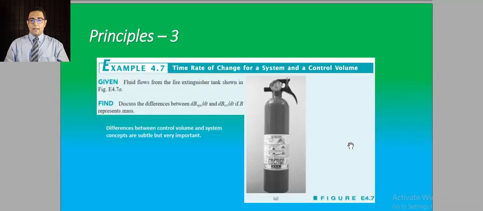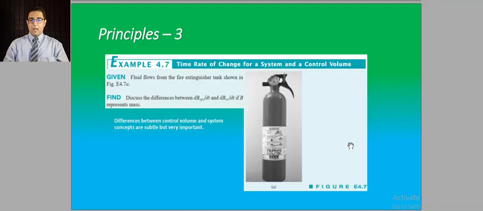Here we have an example which I'm going to solve for you in handwritten text, about the time rate of change for a system and a control volume. As I illustrated before, the difference between the control volume and the system is very obvious, but in calculation it is very important to take it into account. Here I'm going to solve example 4.7 for you. So follow me with the written text.